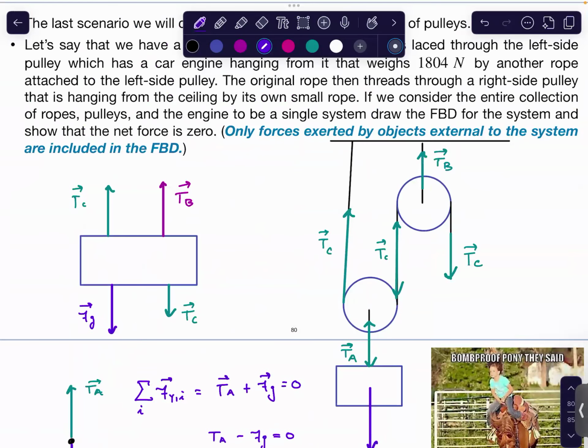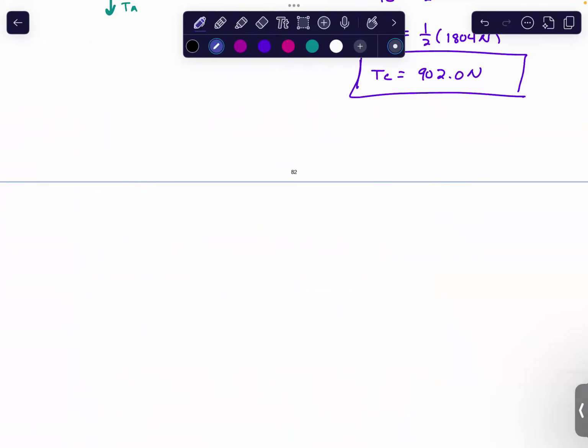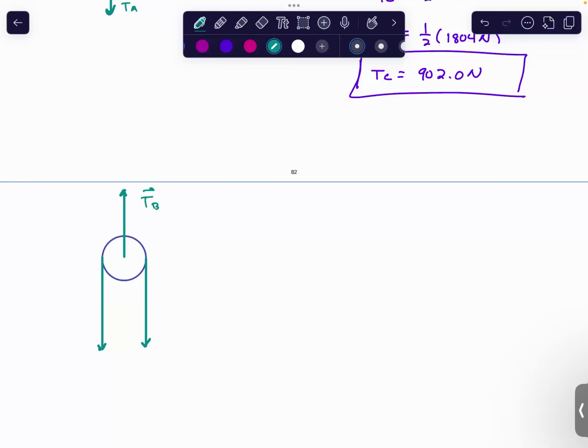So let's go back up and remember tension B is right here. So now I want to solve for that. Okay. So let's draw our second pulley. Okay, and take account of the forces involved here. In between the 2 pulleys, on the left side. So for pulley number 2, this is our free body diagram.